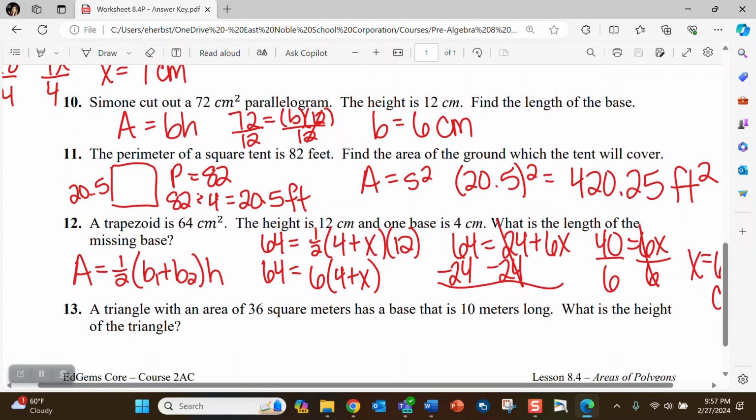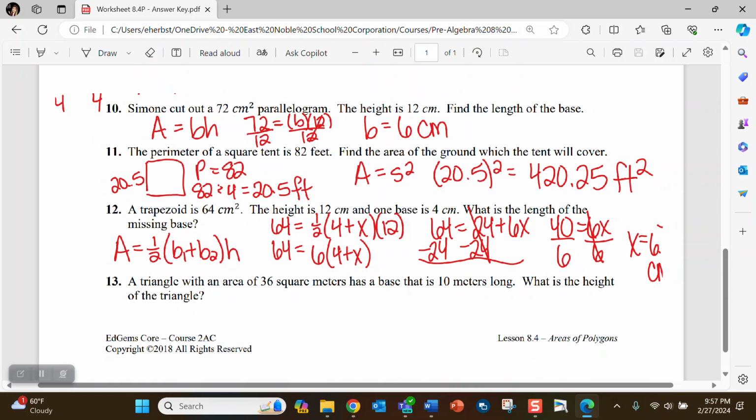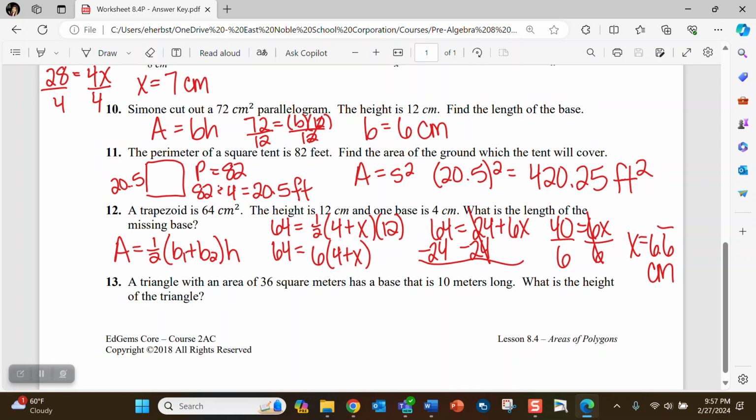The last one was a tough one that I did. I did not do number 13, but I did number 12. So I want you to follow along as I go through this to make sure that it makes sense. So I wrote the area formula for area of a trapezoid, and we were told that the area is 64 centimeters squared. So I plugged 64 in for the area, and then I plugged in 12 for the height and 4 for one of the bases. Since we don't know the other base, I'm calling it x.